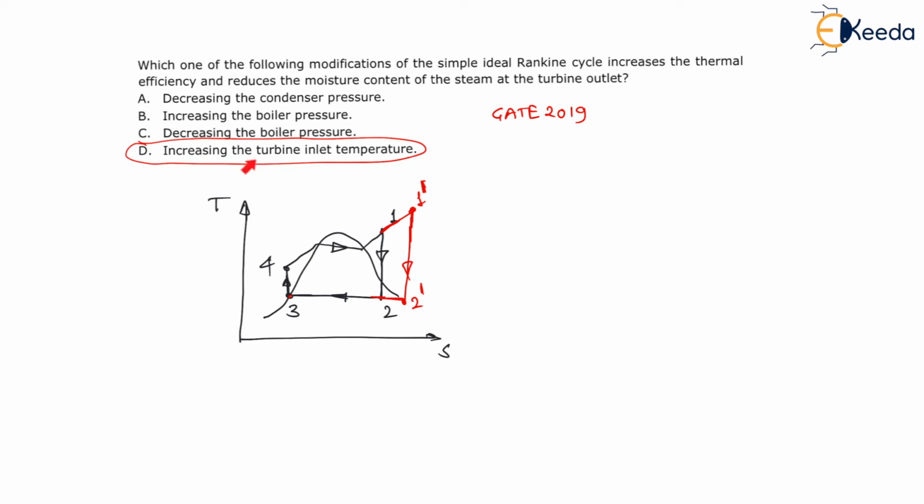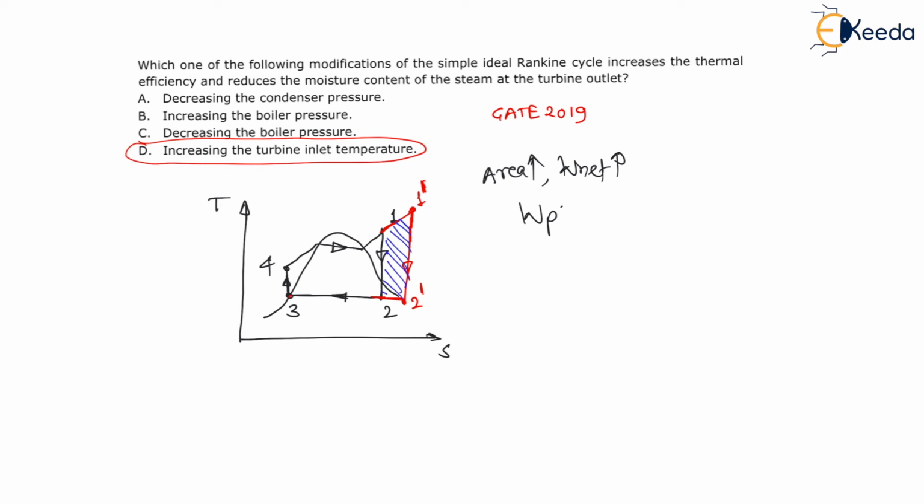Now, here I have increased the turbine inlet temperature. Because of this, can I say the area of cycle is increased? So as the area of cycle is increased, that means the area is increased by this shaded area compared to the previous case, and the area of the cycle is nothing but net work output. Therefore, net work is increased.